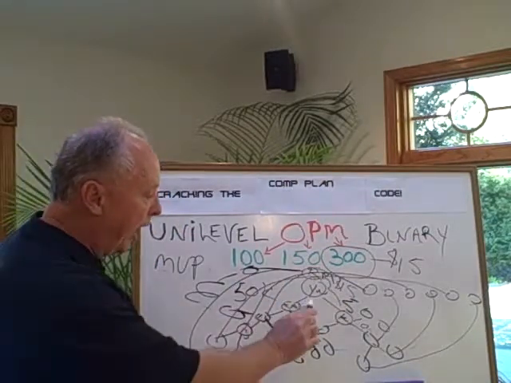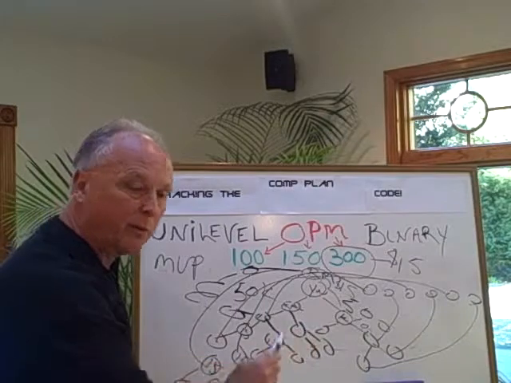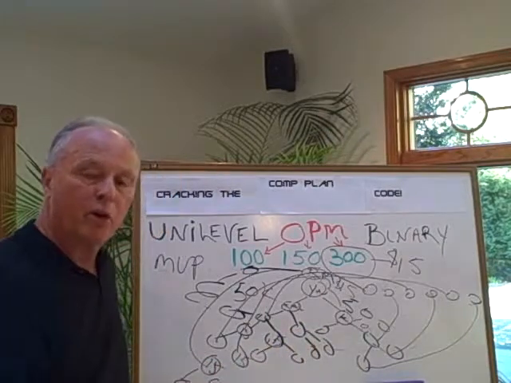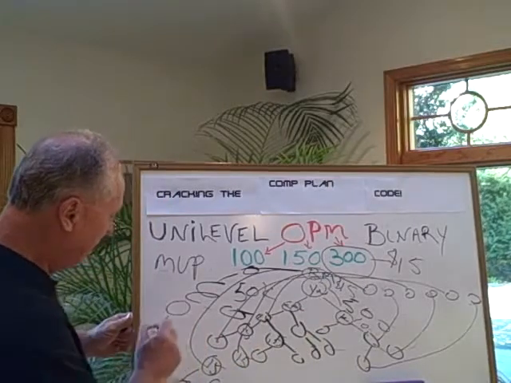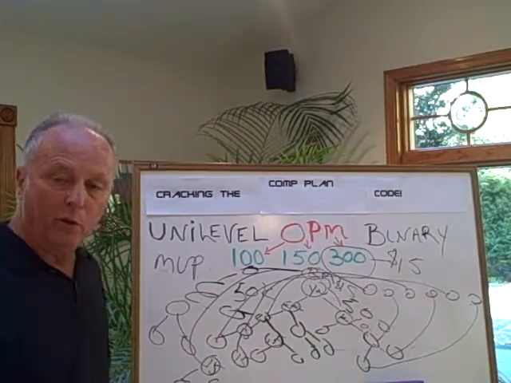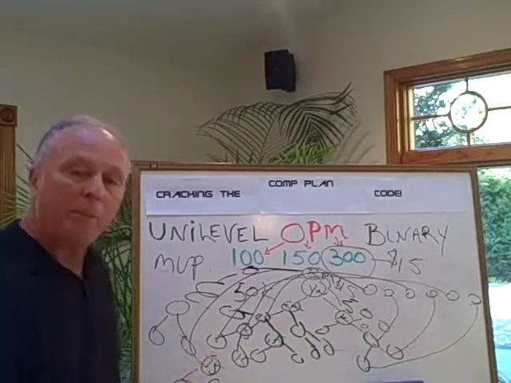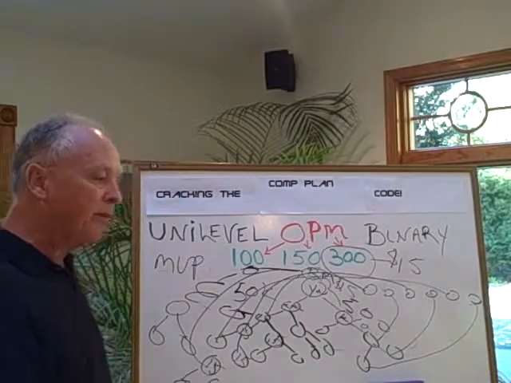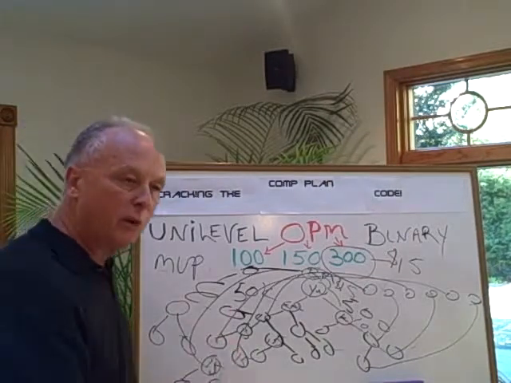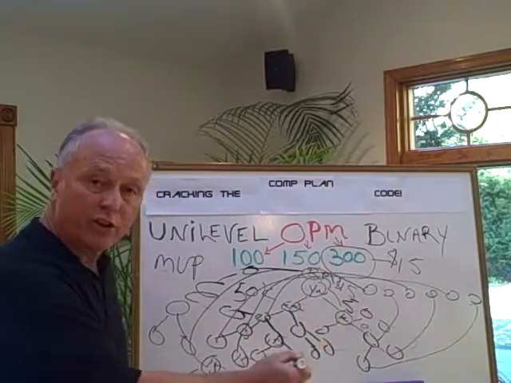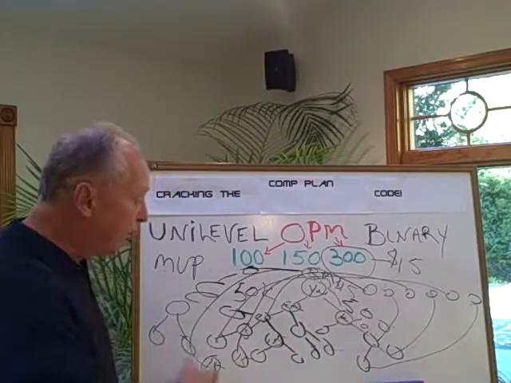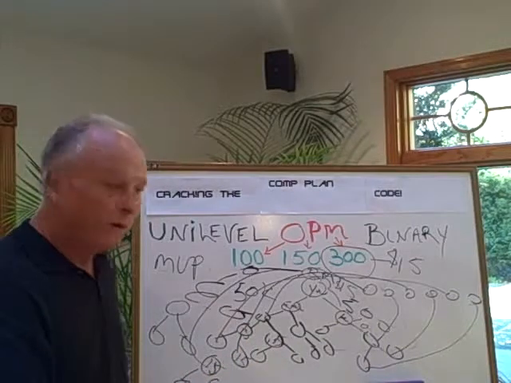Now, unlike a binary, this community tree is really just a bonus structure. And that means that we don't care whether there's volume on the left or volume on the right. Wherever it happens to fall, there's no balance, there's no small leg, there's no big leg. All there are is dollars sitting there waiting for somebody to come along and get them.